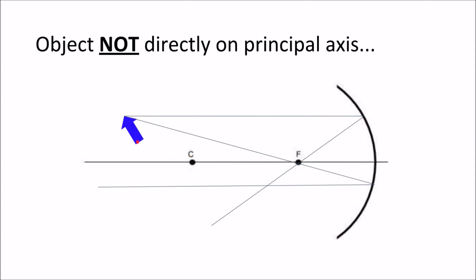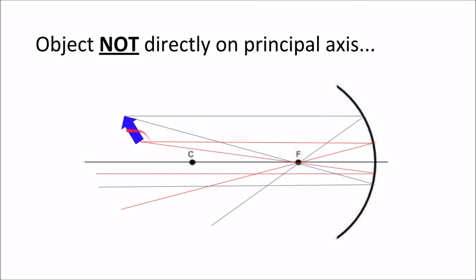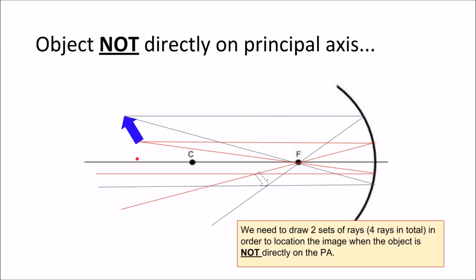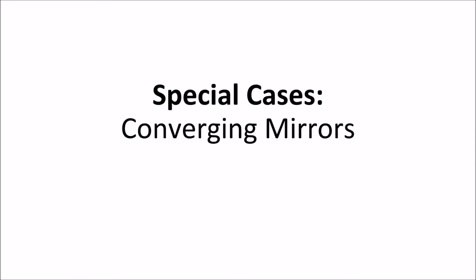So what I'm going to do is draw another set of rays from the bottom of my arrow. There's my first ray, which goes parallel and then through F. My second ray, which goes through F and then parallel. Now I have a second point here, which represents the bottom of my arrow. So if this is the bottom of the arrow and this is the top of the arrow, I can put the image in, and I've correctly drawn a ray diagram for this object. So this only matters when the object is not directly on the principal axis. That's when we need to draw 2 sets of rays, or 4 rays in total, in order to properly locate the image.